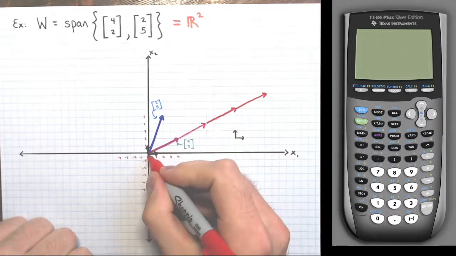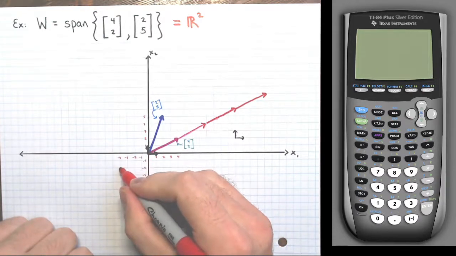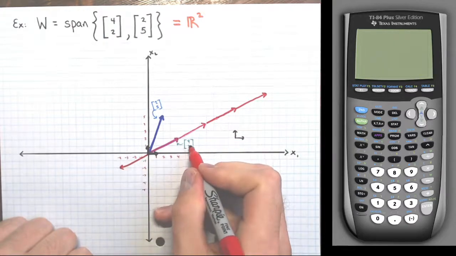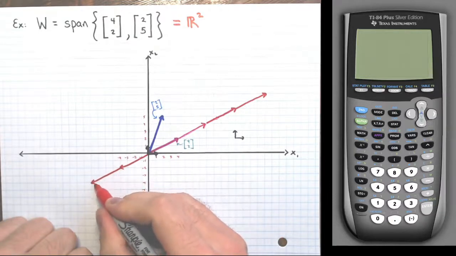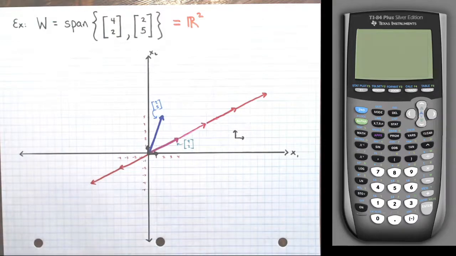But then I could look at the negative multiples of 4, 2. So negative 4, negative 2, so left 4, down 2. There's negative 1 times 4, 2. Then negative 2 times 4, 2, and so on. And then I do the same for the blues.